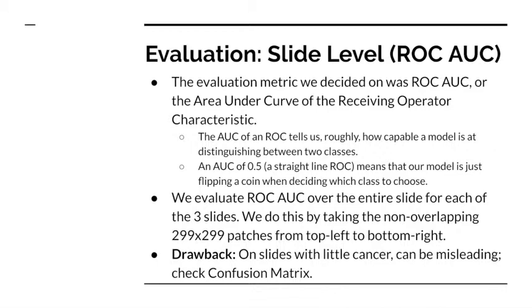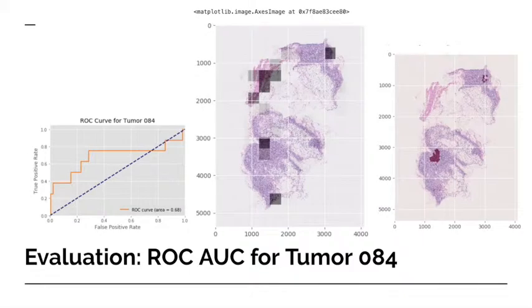So an area under the curve of 50% is basically saying that our classifier is blind guessing. Anything above that is pretty good, I guess. A little bit better. 100% is the best. The only drawback, as we'll see in the next couple slides, is that on slides with little cancer, this can be a little misleading. So the first ROC curve that we get is 68% on this image that has a couple cancer regions right here and right here. We have a couple false positives, and so we see about 68%.